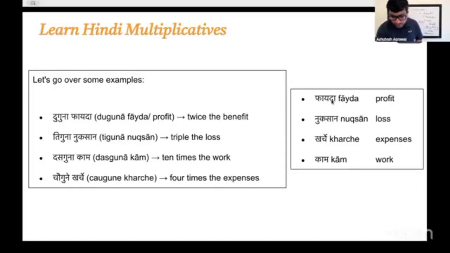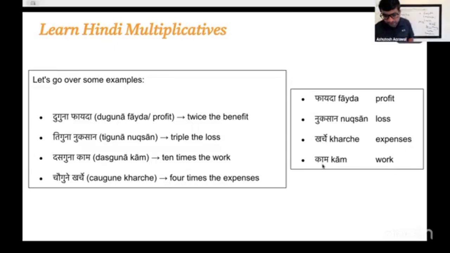So just to go back, we learned faida is profit, nuksan is loss. Let's say kharche, which is a plural. Expense is kharcha. If it is plural, it is kharche. So kharcha versus kharche: one expense versus many expenses.